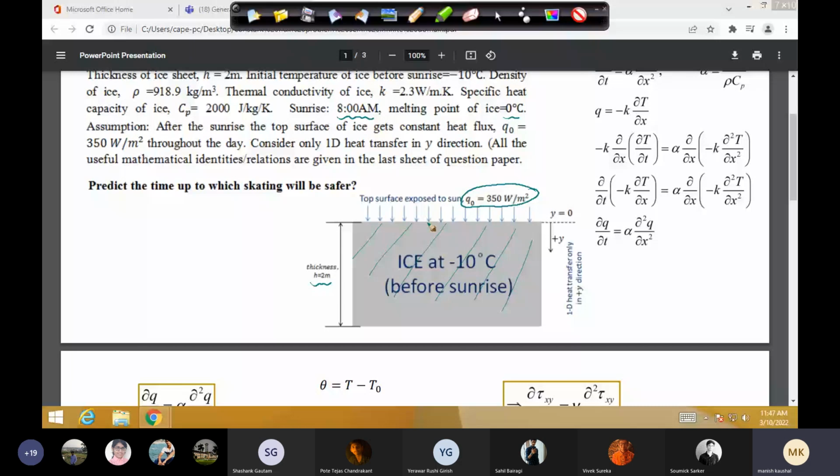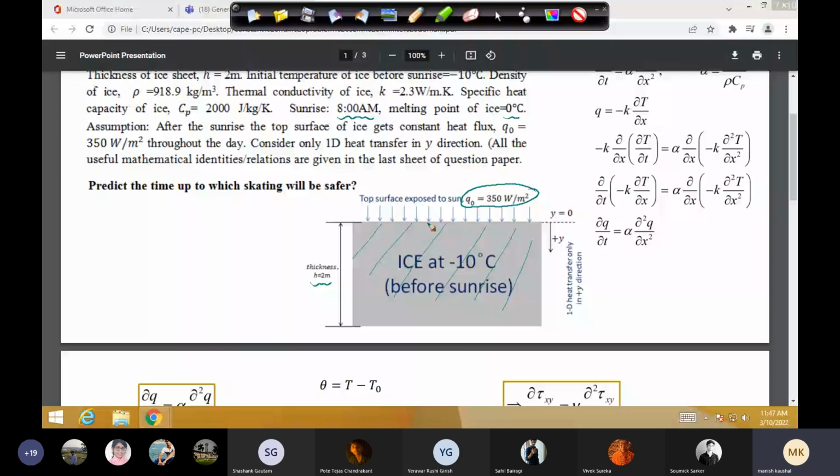So, basically what you need to find out, can anyone tell me what we need to find out here? Which time?